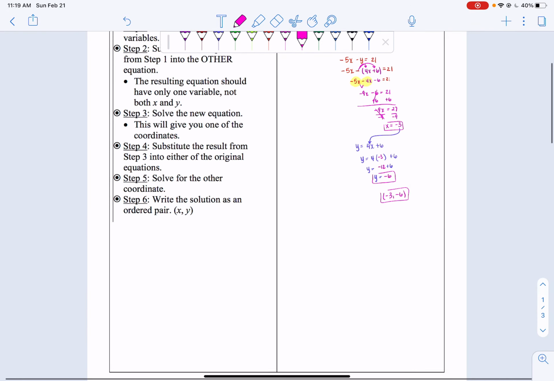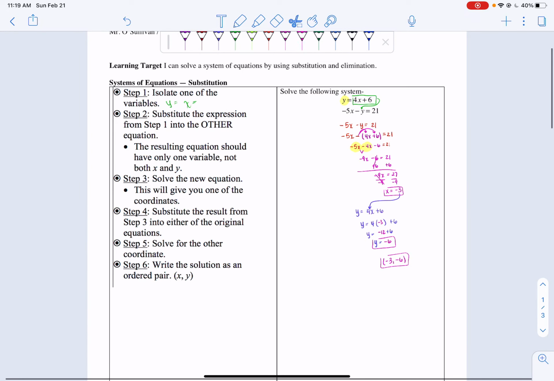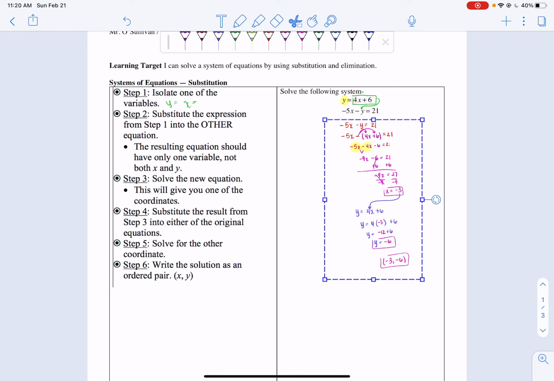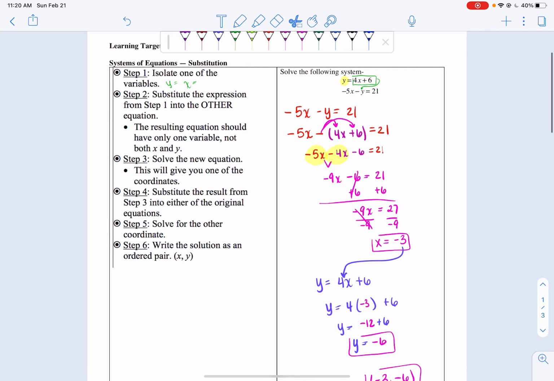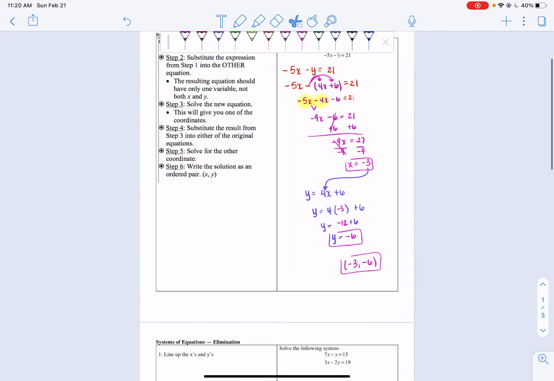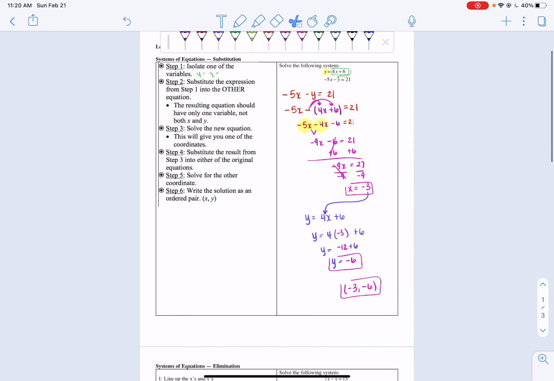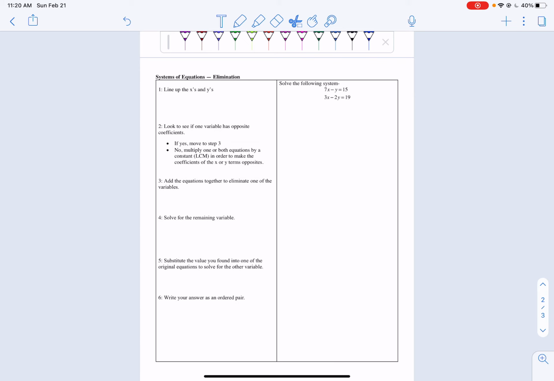Perfect. Let me make it a little bigger. Okay, so that's how you solve a systems of equations by using substitution. Now let's go ahead and solve by elimination. So yesterday you might have noticed that I didn't really give a step sheet or a procedure. The reason being was because it's sort of just like, oh, look at your numbers, look at your relationship.